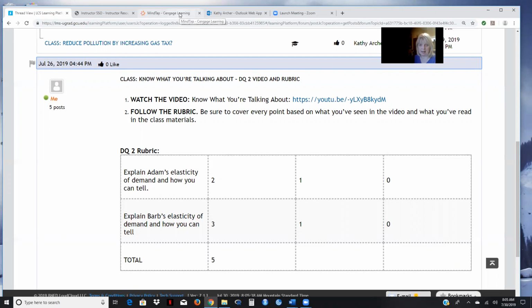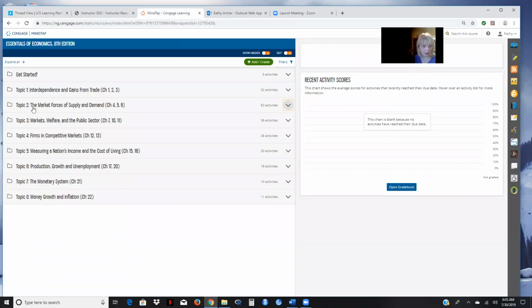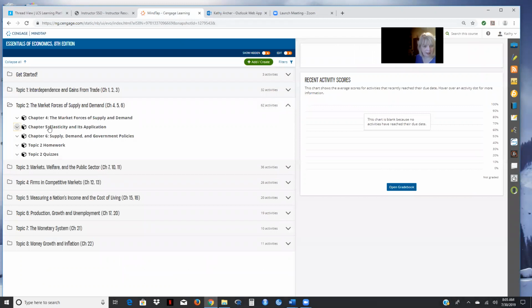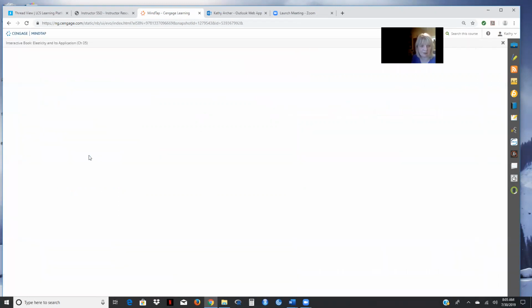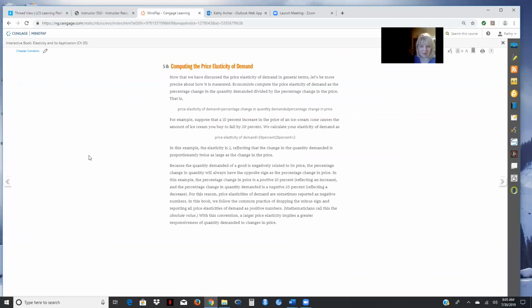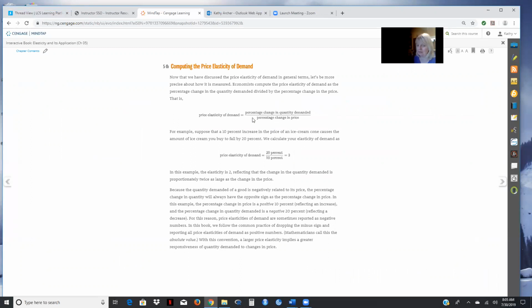So let's go over to MindTap and go to Topic 2 and Chapter 5 and look at the interactive book. The first thing you'll find when this opens up is that I've already been here. What a shocking surprise, huh? And I'm already looking at the definition of price elasticity of demand. This equation right here is going to be important in determining your answer for this question, because price elasticity of demand is percentage change in quantity demanded divided by percentage change in price. So it's change in quantity divided by change in price, and it's all in percentages.